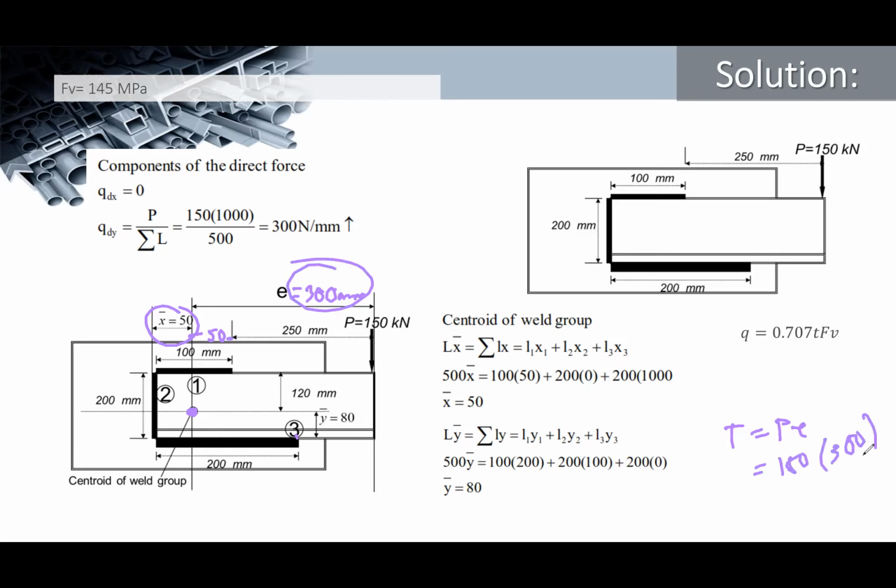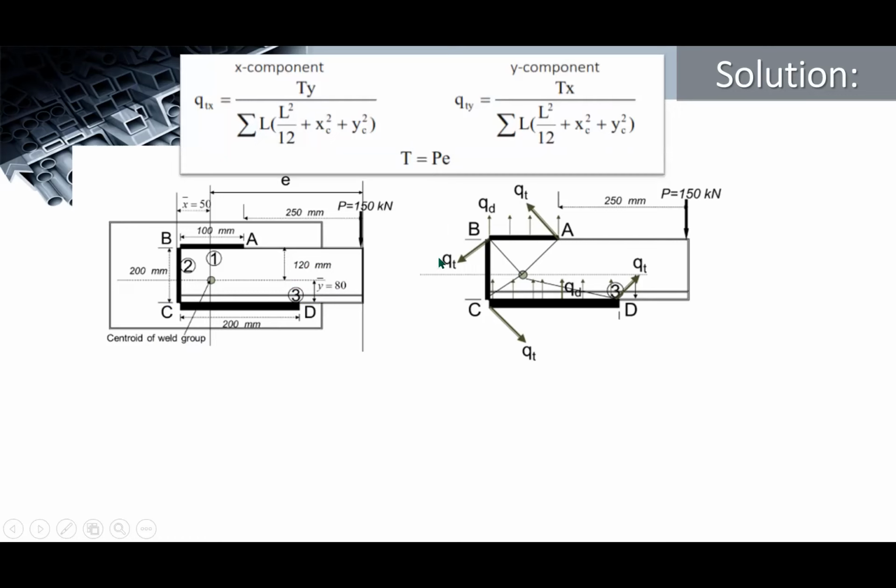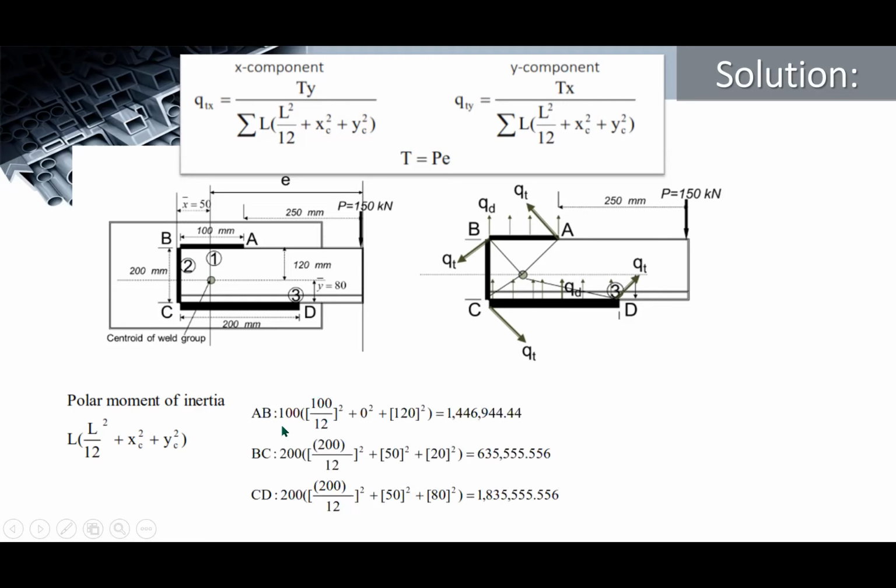So, makakompute natin yung torsional moment. So, T is equal to PE. Then first, compute natin yung polar moment of inertia or the summation of the length times L squared over 12 plus XC squared plus YC squared. So summation, no? So we will get the polar moment of inertia of the 3 welds. So isa-isahin natin.